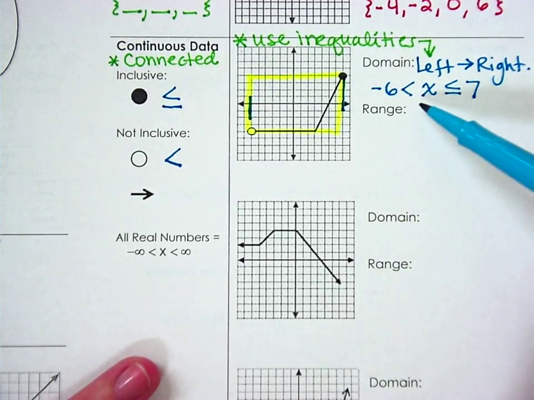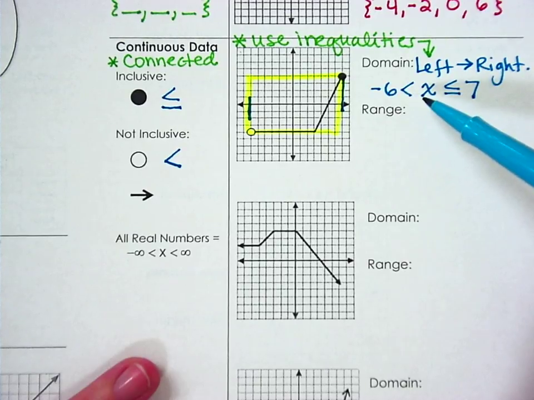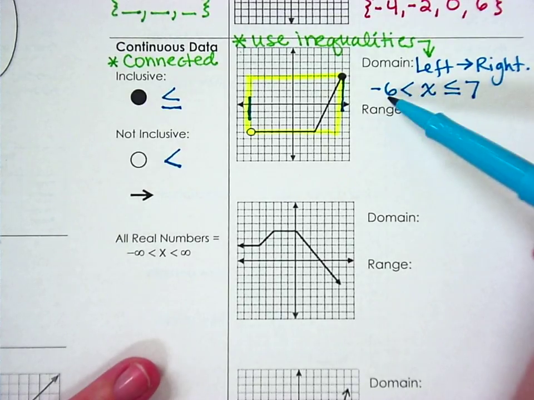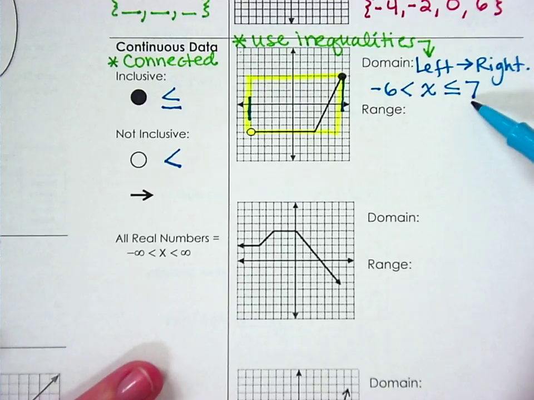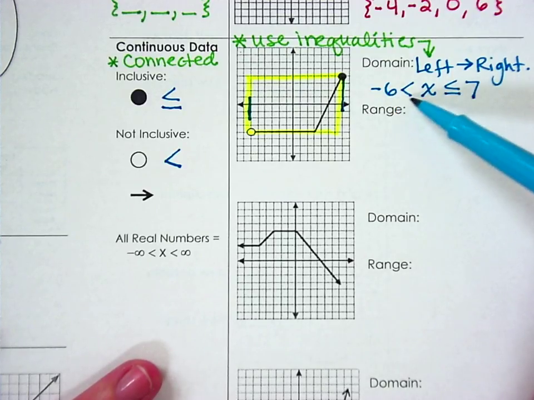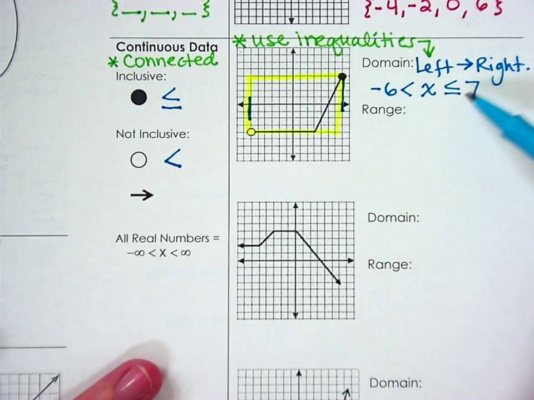So what this really means when we read this is x are all the values that are -6 is less than x, but x is less than or equal to 7. So it's all the values between -6 and 7, but -6 is not included and 7 is included. Okay, let's take a look at the range.